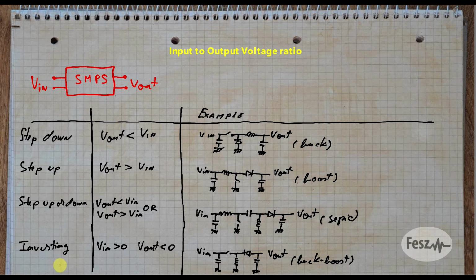Finally, it's important to consider inverting converters. So topologies where the output is of a different polarity compared to the input. Commonly, the input will be a positive and the output a negative voltage. This sort of behavior can be achieved with the buck-boost converter.